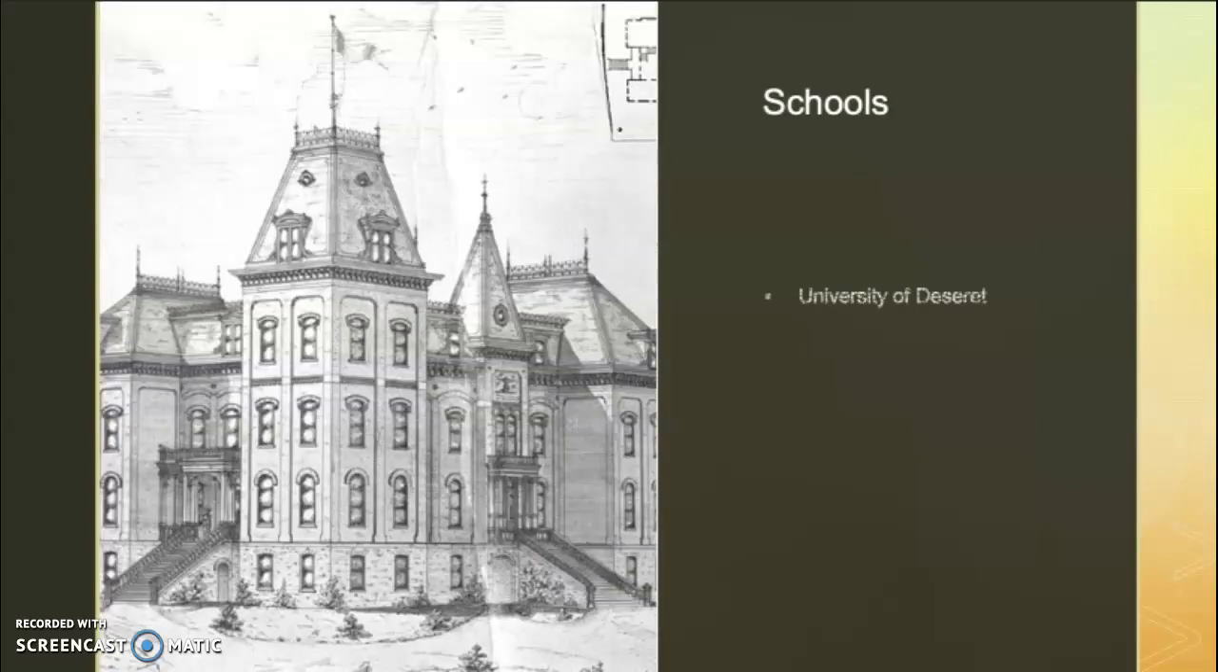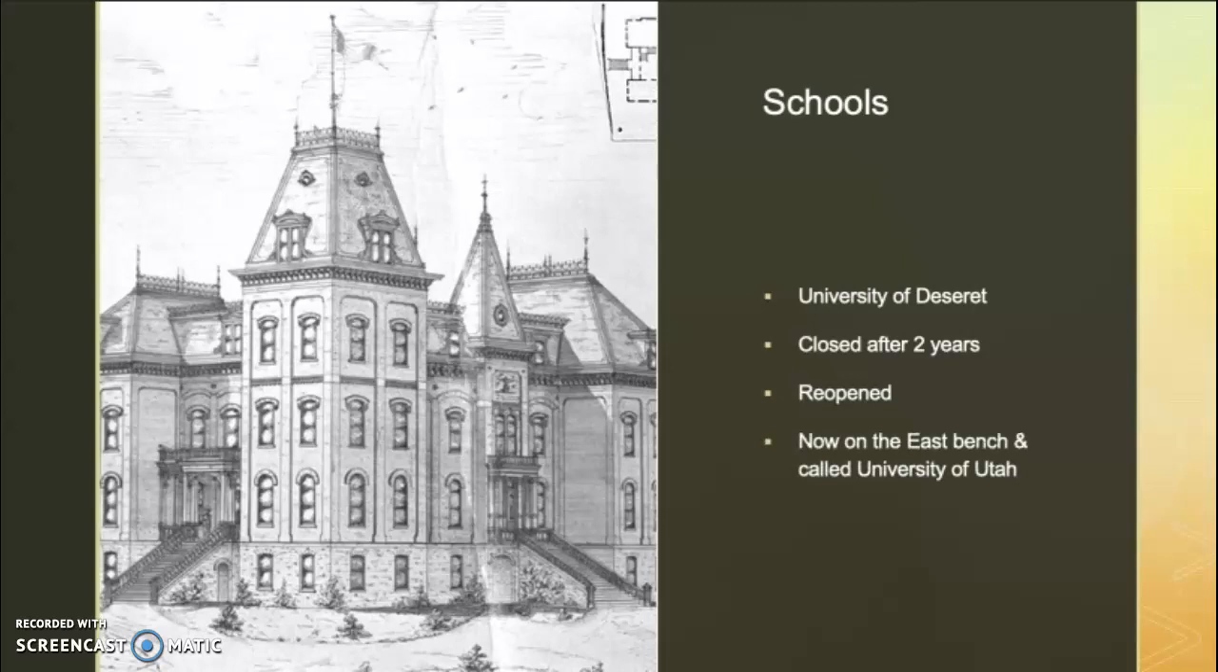Okay, another school we're going to talk about is called the University of Deseret. It was open for only 2 years before it closed because it ran out of money. It ended up reopening in about 1900. It moved from downtown up to the East Bench, and today we call it the University of Utah. So if you are a Ute fan, it originally started as the University of Deseret, but remember, we are not the state of Deseret, so they changed it to University of Utah.